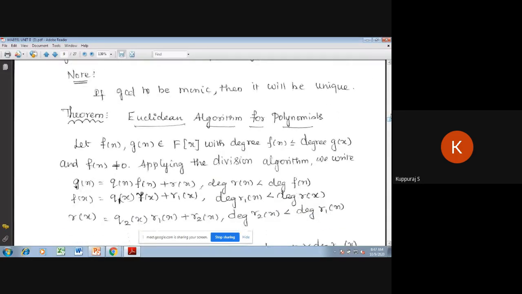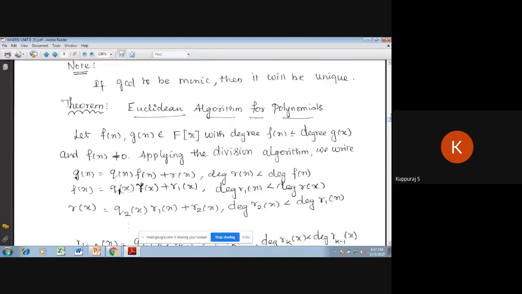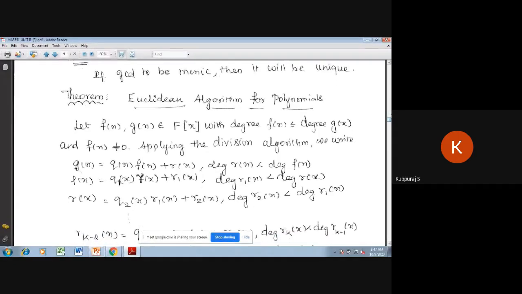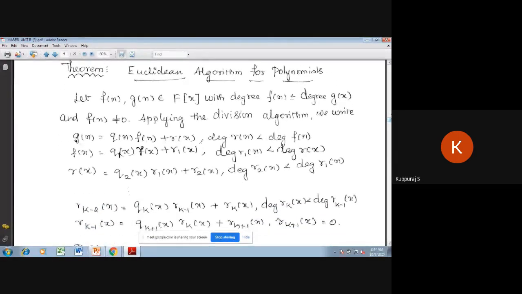And so from the theorem, we have to note: if we want the GCD to be unique, then we take the GCD to be monic, and then it will be unique. Then, the Euclidean algorithm for polynomials.